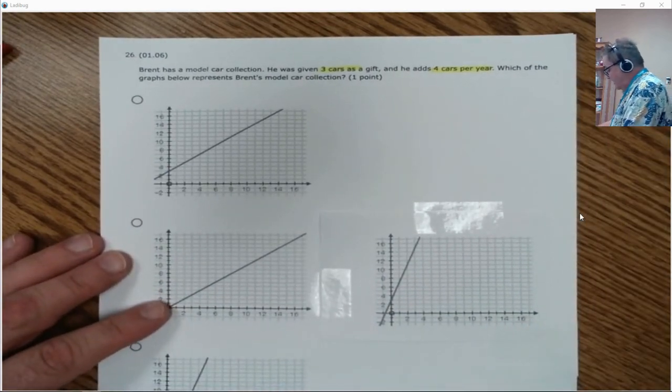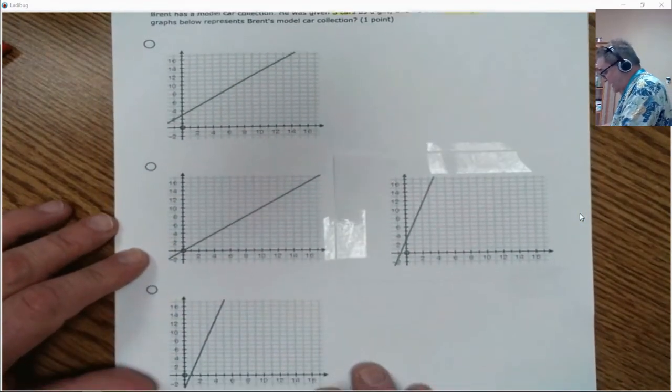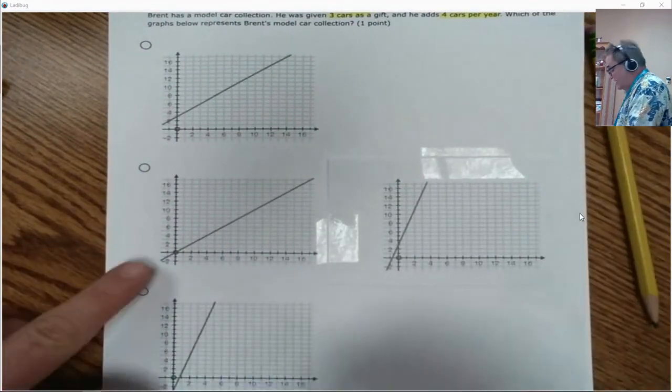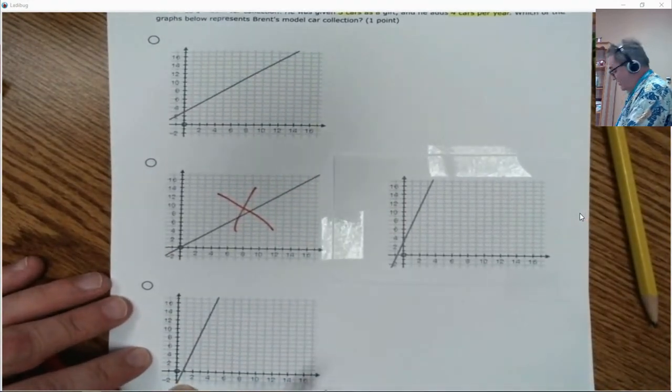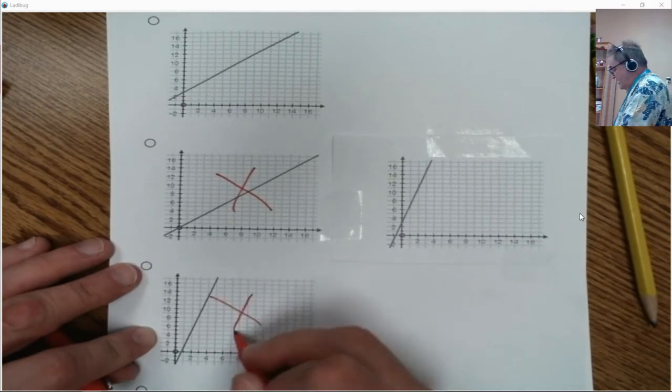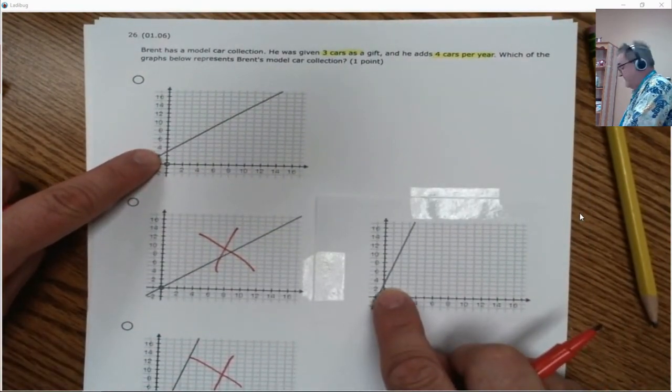So we know he started out with 3, so it has to have a y-intercept of 3. This one does not. This has a y-intercept of 0. That's starting with 0 cars. This is starting with negative 3 cars. He's not going to start with negative 3 cars. So it has to be either this one or this one. These both have 3 as a beginning point.